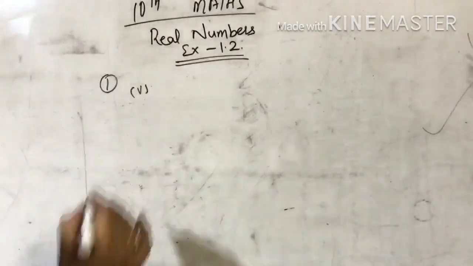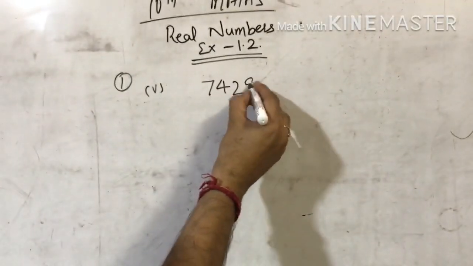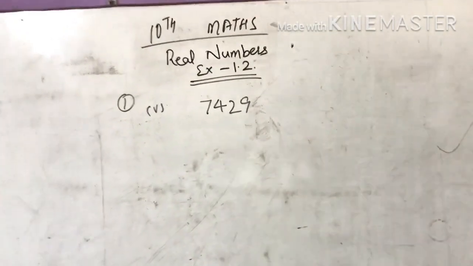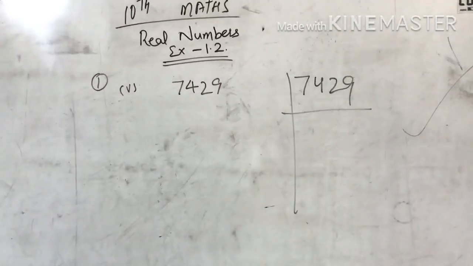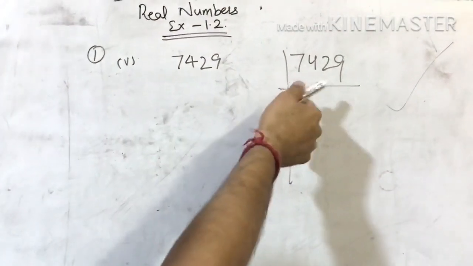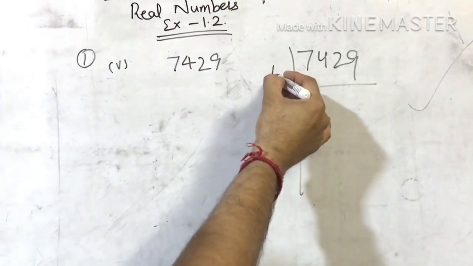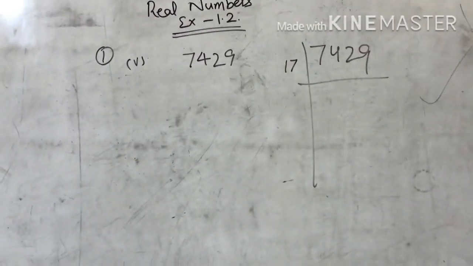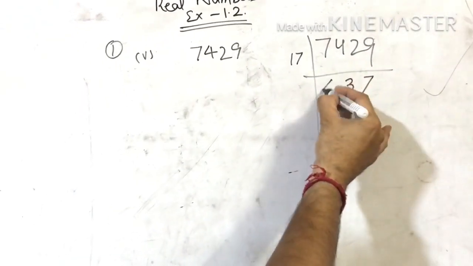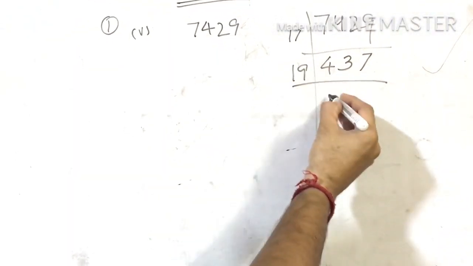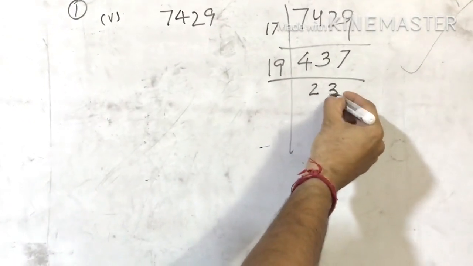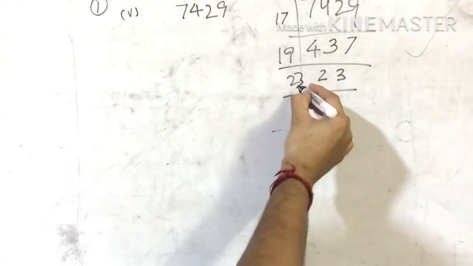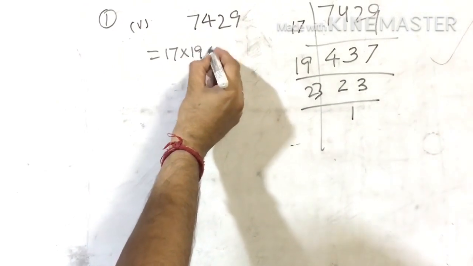Fifth part states that you have the number 7429 and you have to find the prime factors. So 7429 is not divisible by 2, 3, 5, 7 because the sum is 22, so it is not divisible by 3 also. So divide by 17. Divide by 19. The 23 is a prime number, so 23. So the factors will be 17 into 19 into 23. All are prime numbers.